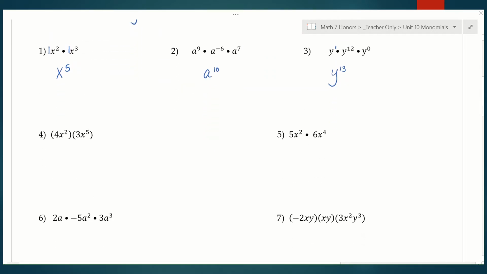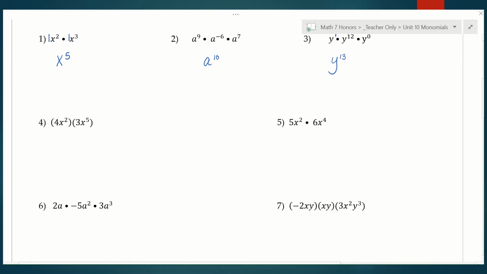Number 4 is the first one where we have coefficients other than 1. So let's go ahead and try that. 4x squared times 3x to the fifth. I multiply my coefficients. 4 times 3 is 12. And x squared times x to the fifth would be x to the seventh because I add my exponents.